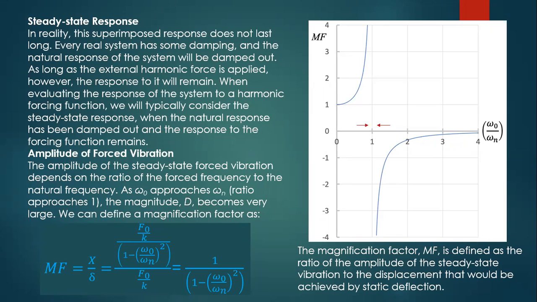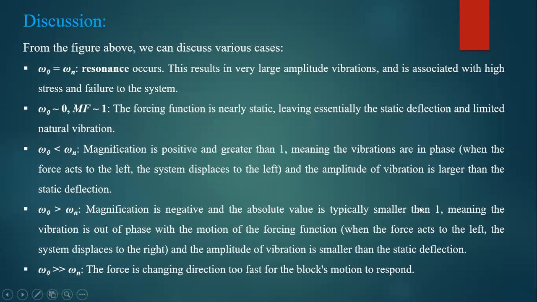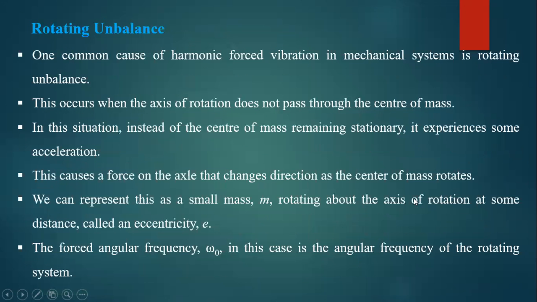So, the amplitude of the forced vibration. As we have discussed, the magnification factor x over delta static implies 1 over 1 minus omega naught over omega n squared. So this graph represents three different regions of the relation between magnification factor and frequency ratio. This is what we have discussed previously. Now let's see rotating unbalance.